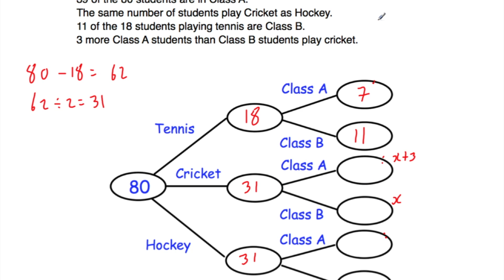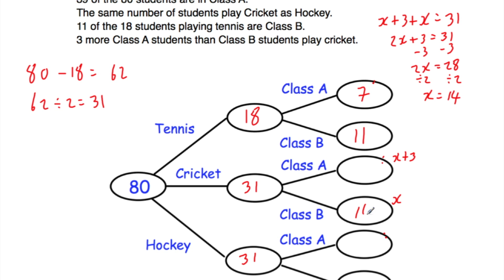So let's write an equation there. X plus 3 plus x is equal to 31. And if we solve this equation, we can find out what x is, the number of students from class B. So if we do x plus x, that's 2x, and we've still got our plus 3, and that's equal to 31. If we take away 3 from both sides, we get 2x equals 28. And if we divide by 2 and divide by 2, we get that x is equal to 14.